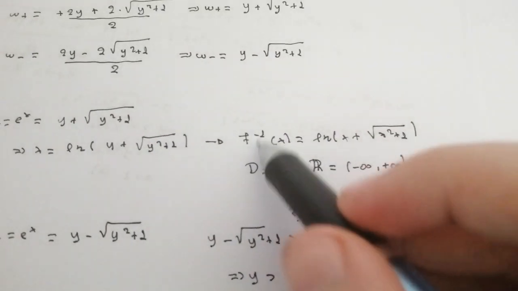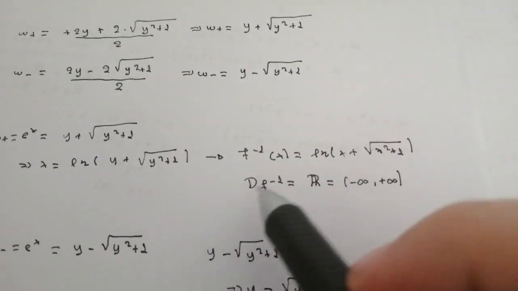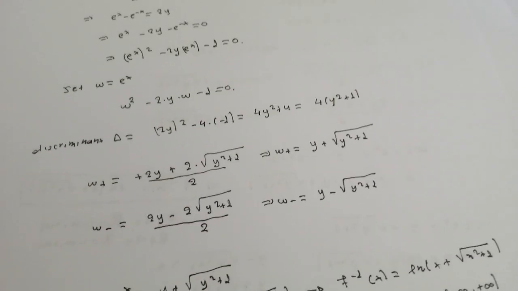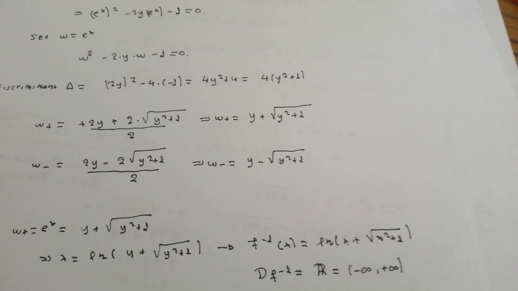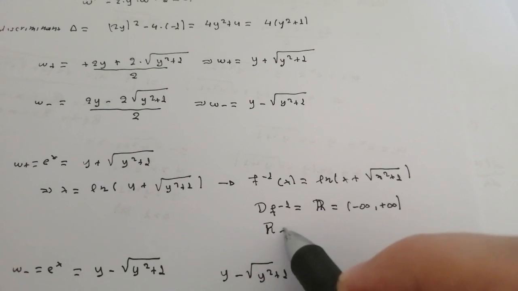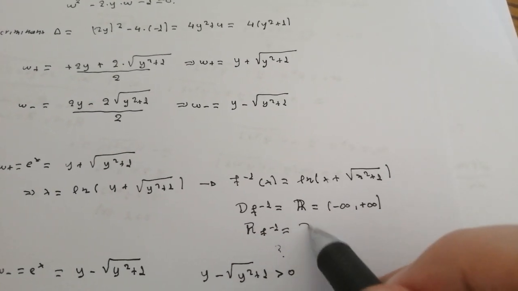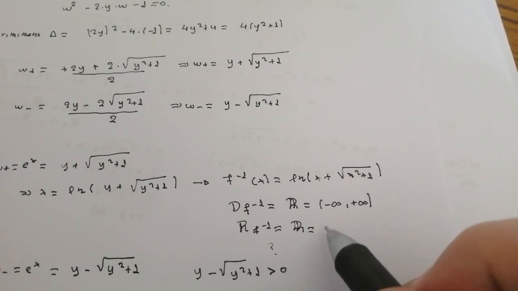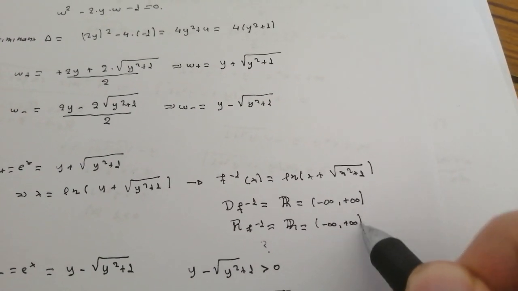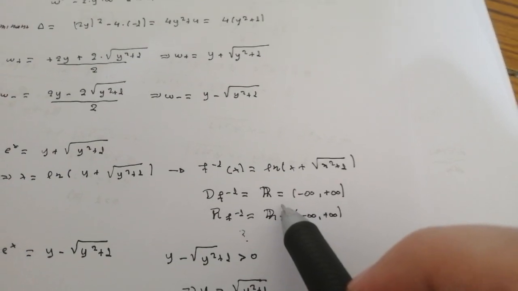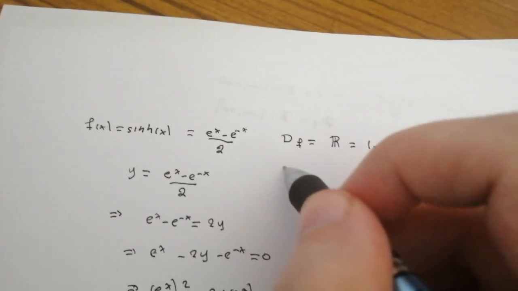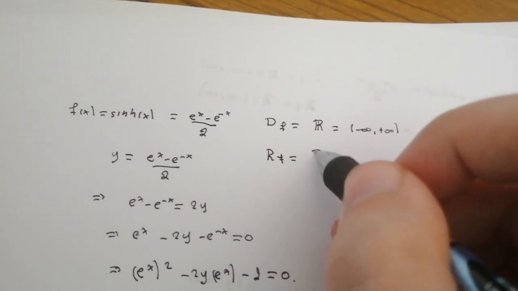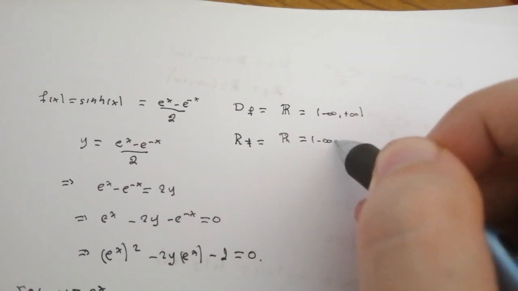So our inverse function is this one, and we know, of course, that the domain of this function is the range of the inverse. So the range of the inverse is R, the set of real numbers, and we know that the domain of the inverse is the range of the function f. So the range of function f is the whole set of real numbers. So it's this one.